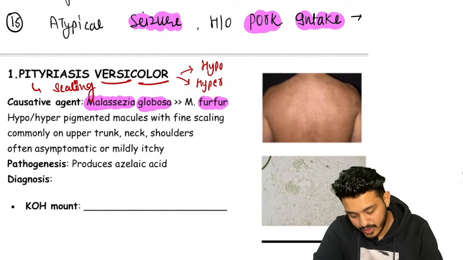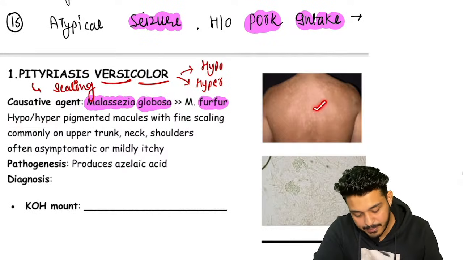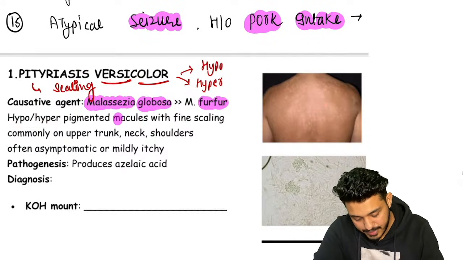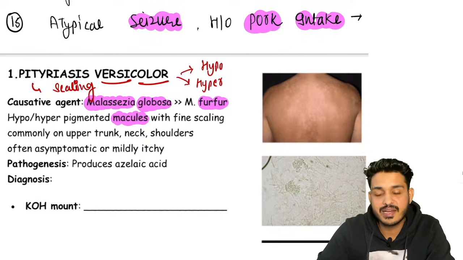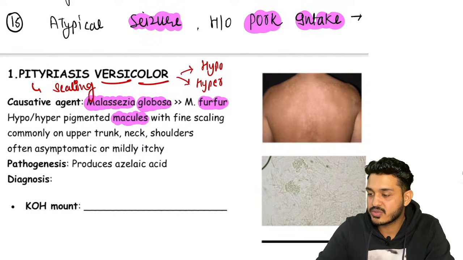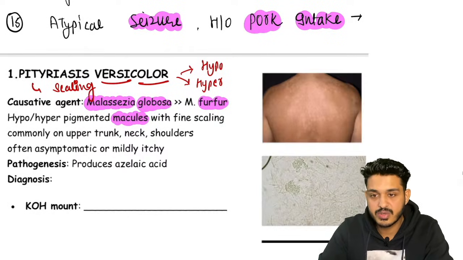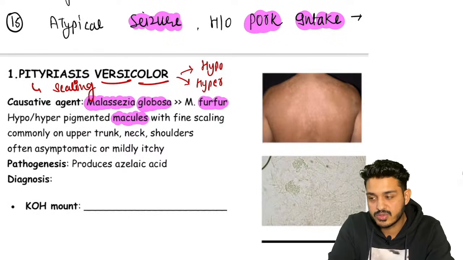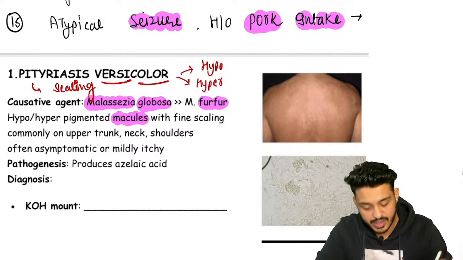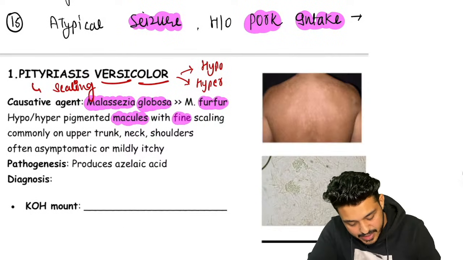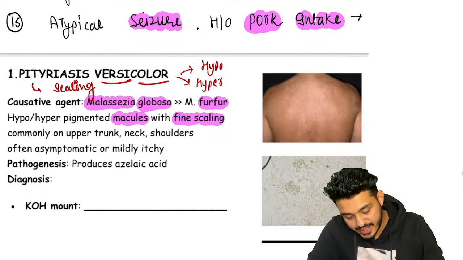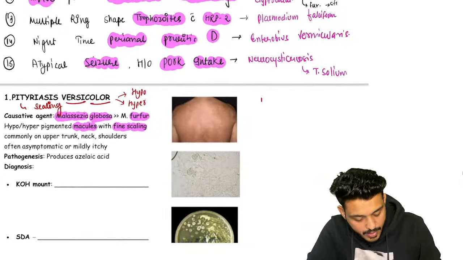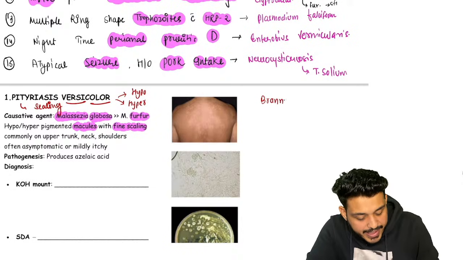So what are you going to have? Hypo and hyper pigmented patches. Macules can be there. What is a macule? A macule is a flat discoloration, a flat lesion less than 1 centimeter. This is known as a macule. So you can have flat discoloration with what kind of scaling here, beta? This is going to have fine scaling, also known as branny scales.